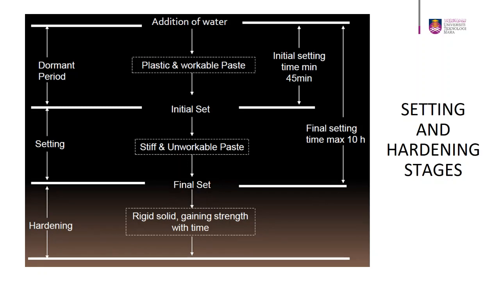In 10 hours time is what is called the final setting time. After the final setting time, the paste enters the hardening phase where the paste becomes stiffened and can be regarded as a rigid solid. The hardening phase is where the concrete paste continues to harden and gain strength, and it takes about 28 days to achieve the designated grade of concrete.